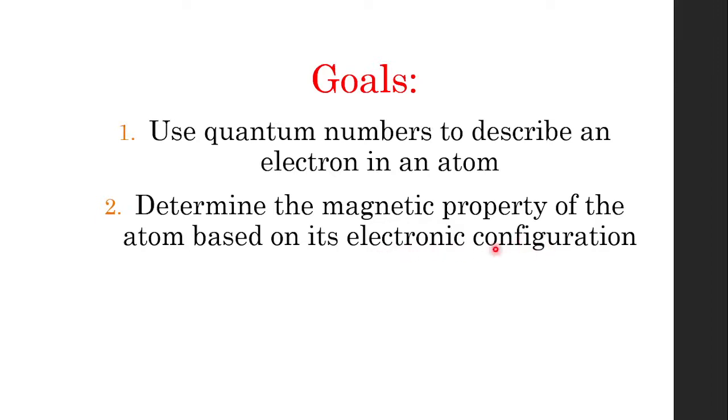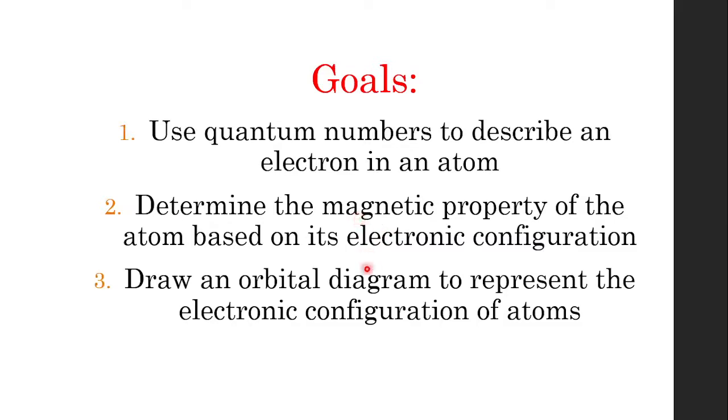Later, we'll also learn how to identify the electronic configuration, and from identifying this, we can identify the magnetic property of an element or an atom that we have. And lastly, be able to draw the orbital diagram to represent the electronic configuration of an atom. Later, you will also know what an orbital diagram is. So these are the main three goals that we have today.